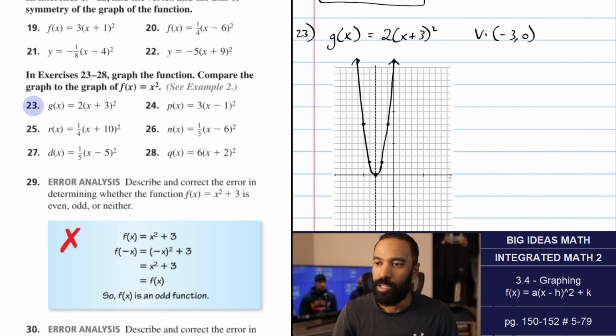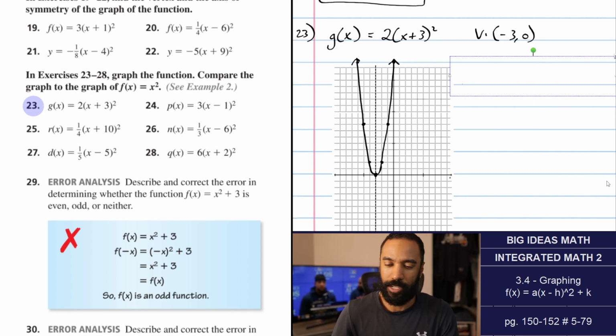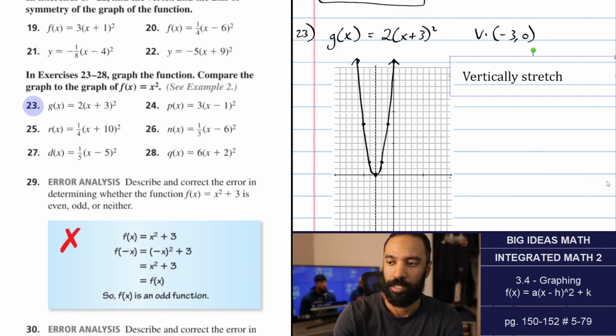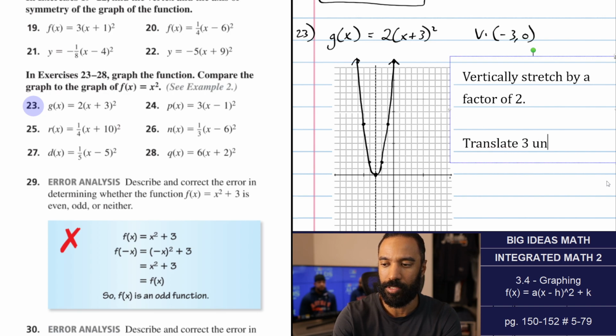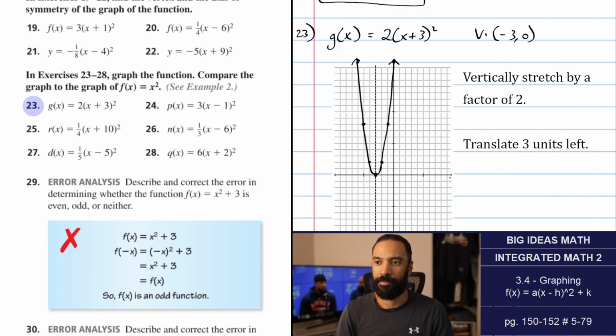That's a pretty good looking curve. So we are going to vertically stretch by a factor of 2. And horizontally, we're going to translate 3 units left. There's your graph.